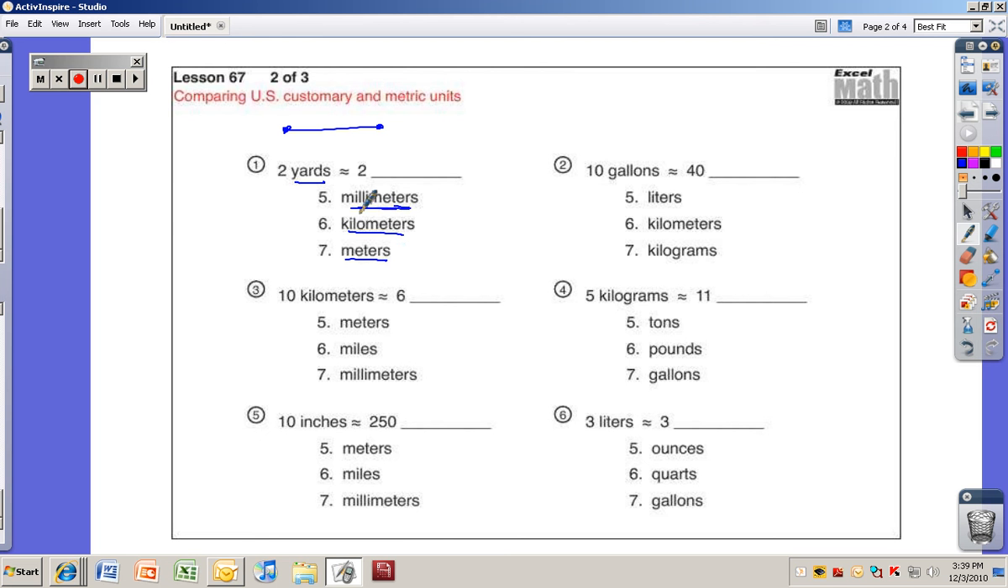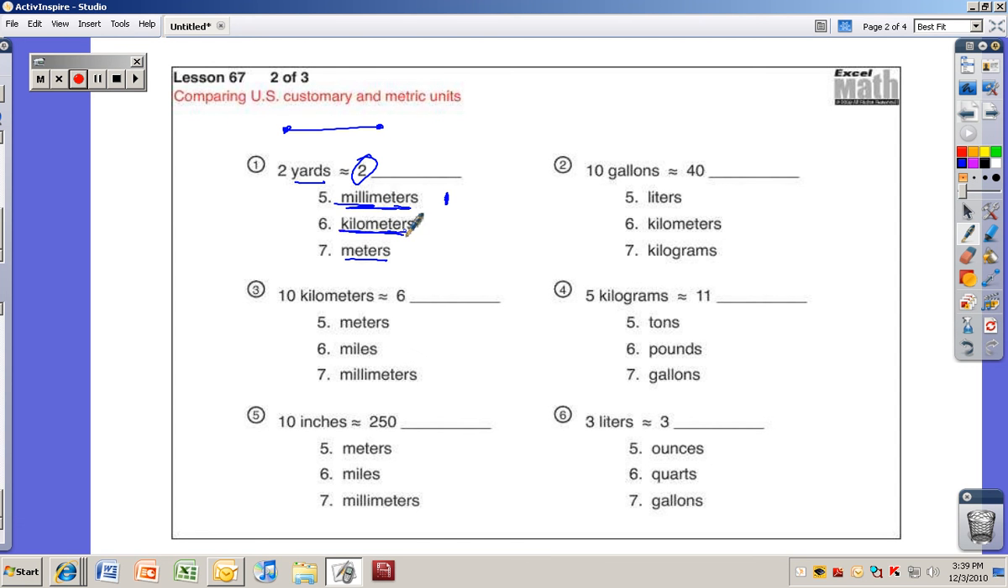So now we have to decide what is approximately equal to 2 yards. Well, millimeters are, 1 dime is the thickness of a millimeter, so it's just a little tiny amount. So 2 millimeters makes no sense. That's hardly any distance at all. 2 yards is about 2 steps.